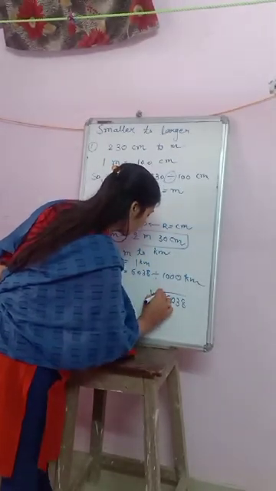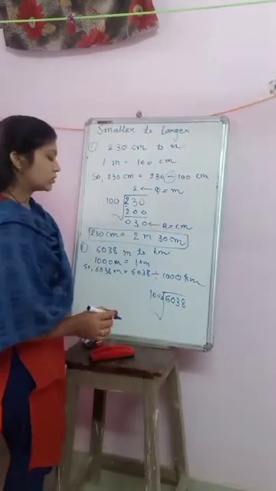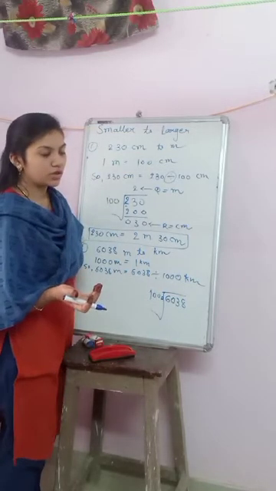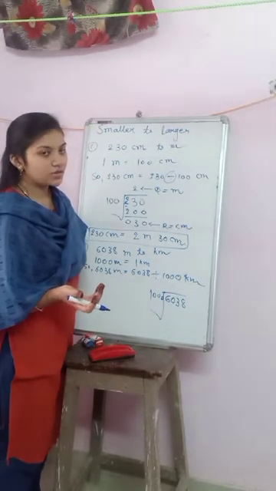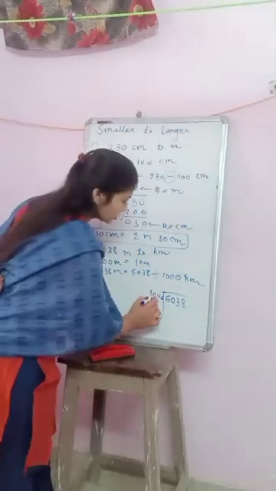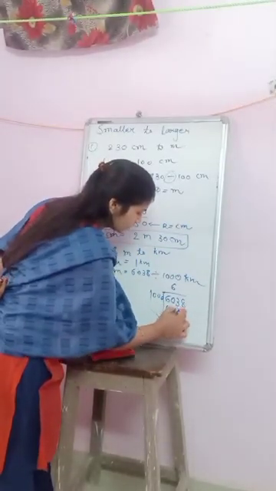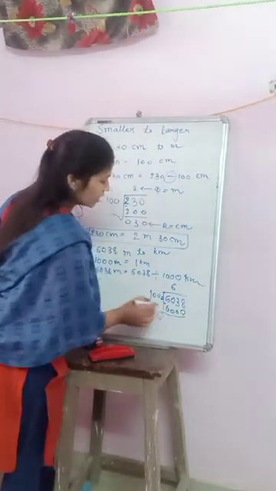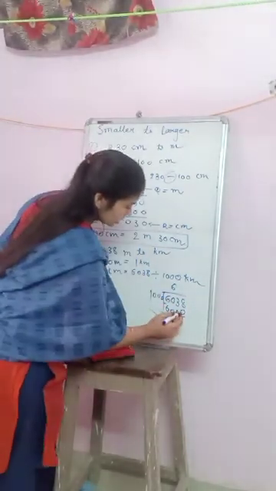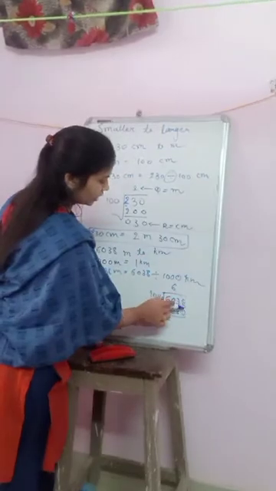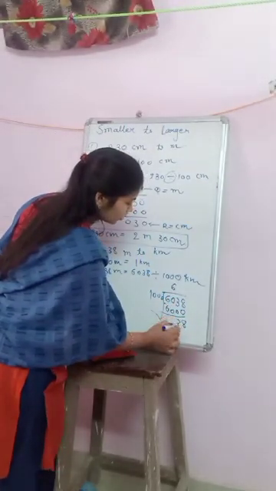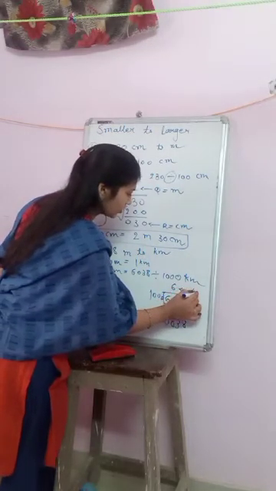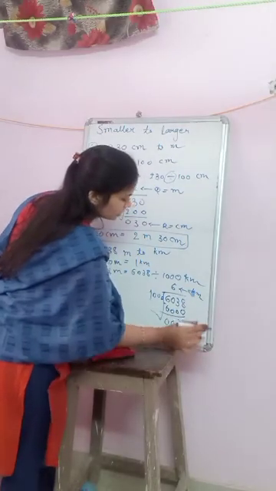6038 by 1000. So 1000 ones are 1000, 1000 twos are 2000, 1000 threes are 3000, 1000 fours are 4000, 1000 fives are 5000, 1000 sixes are 6000. We are not taking 1000 sevens, because that will be 7000, which is larger than this number. So we are doing a subtraction. 8 minus 0, 8; 3 minus 0, 3; 0 minus 0, 0; 6 minus 6, 0. This is the quotient, meaning the kilometer. This is the remainder. Remainder means the meter.